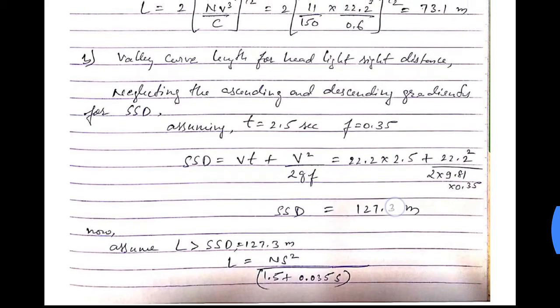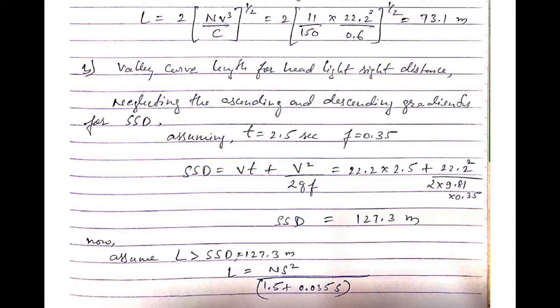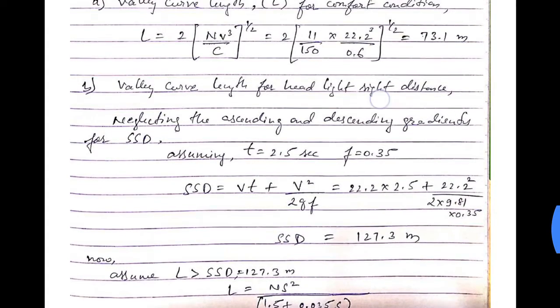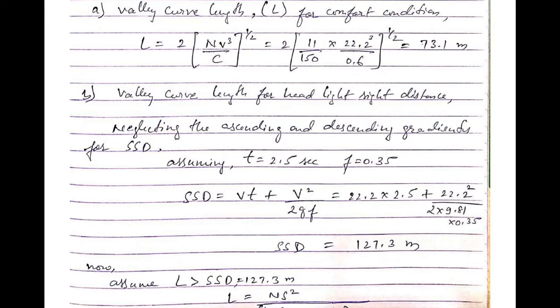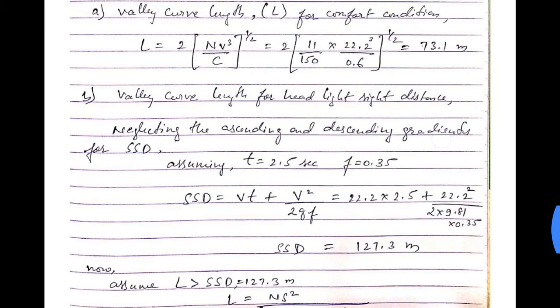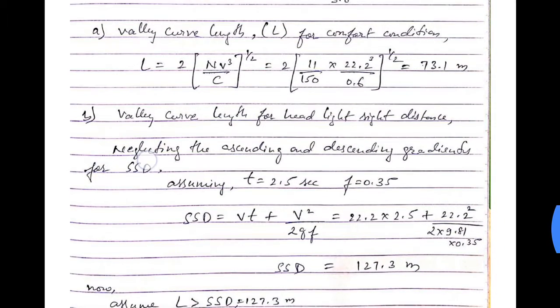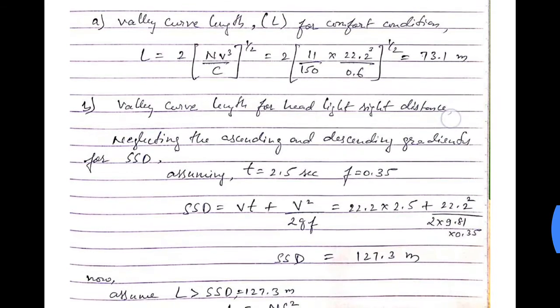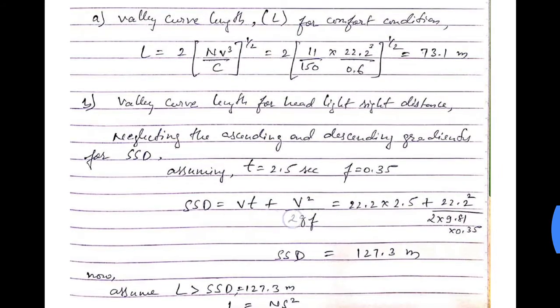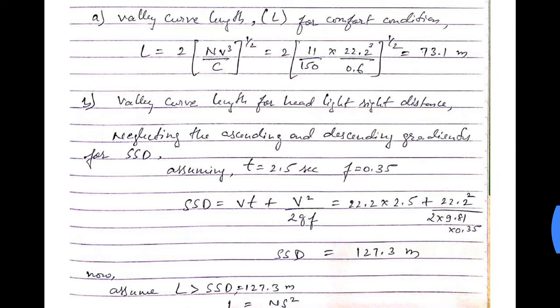Now the second condition, valley curve length for headlight sight distance. So here we can assume headlight sight distance, we know, is equal to the stopping sight distance. And what is the formula for stopping sight distance, neglecting the ascending and descending gradients? Here you need to neglect the gradients. So what would be the formula for SSD without gradient? It is Vt plus V square by 2gf.